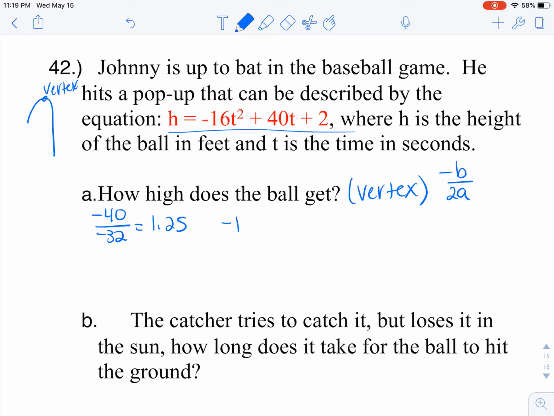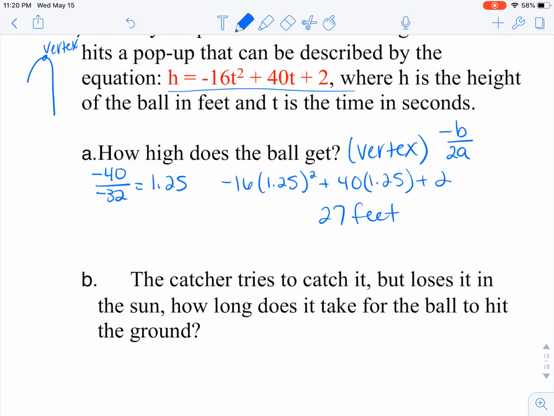So then I'm going to plug this 1.25 into the equation for t, because that tells me at 1.25 seconds, my ball is going to be at the highest part. So put that on a calculator, work it out, and you end up with 27. All right, part B, the catcher tries to catch it but loses it.